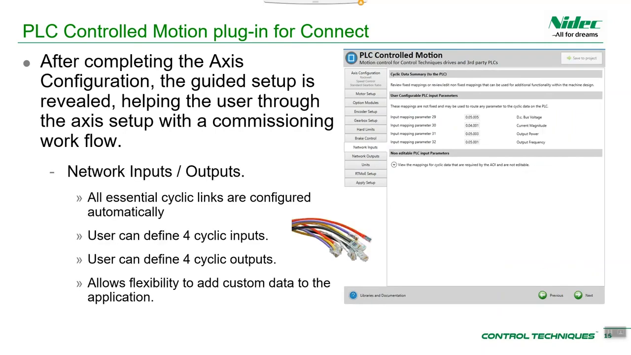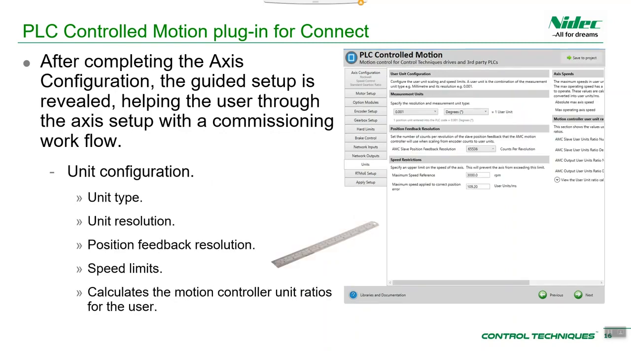Network inputs and outputs. Note that for Siemens products, or Siemens PLCs, these 2 tabs don't appear, so this is exclusively for Rockwell. So for Rockwell, you've got the ability with the network inputs and output tabs to user-define 4 cyclic inputs and 4 cyclic outputs. So it allows you to customize the data flow to and from the drive for any additional information that you might need to service your application. So when you go to set it up, simply add the parameter numbers that you'd like to get hold of in these setup boxes, and those will either go to the drive or come from the drive.